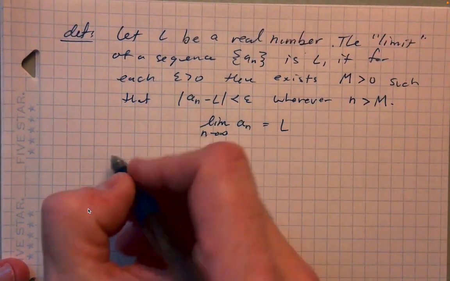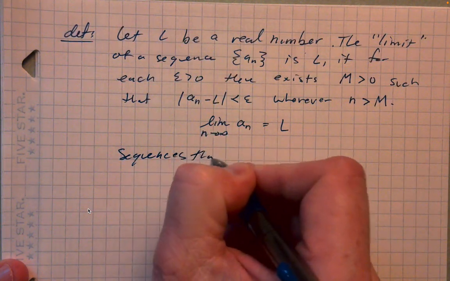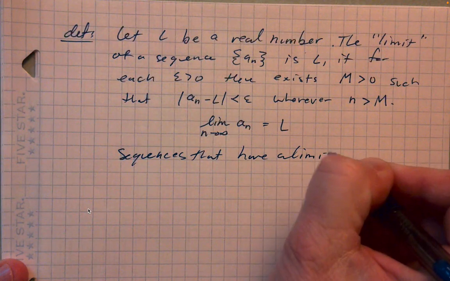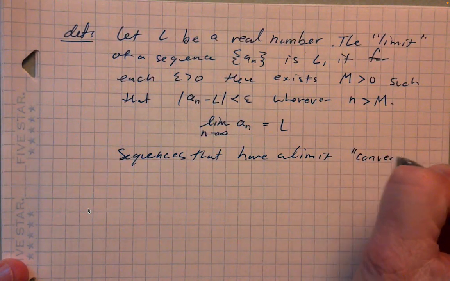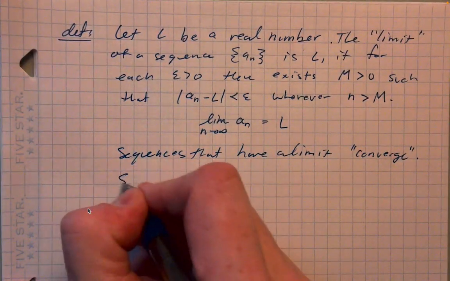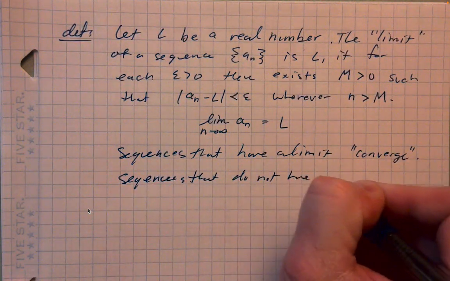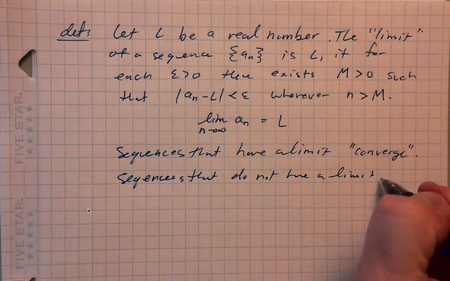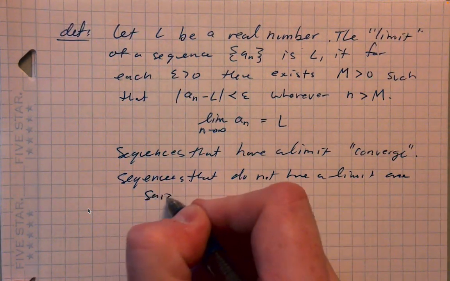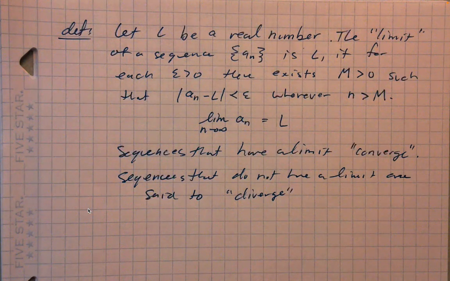Okay, sequences that have limits, as we already said, but we'll write it down here. Sequences that have a limit converge. That's the terminology we use. We say a sequence converges if it has a limit, and sequences that do not have a limit are said to diverge. So you either converge or you diverge, one of the two. If you have a limit you converge, otherwise you do not. Okay. All right, so what does this mean?